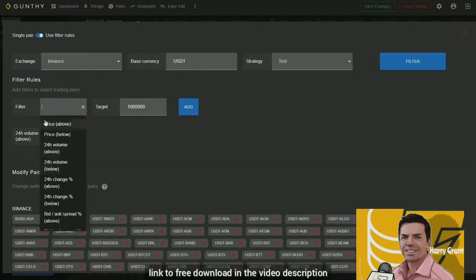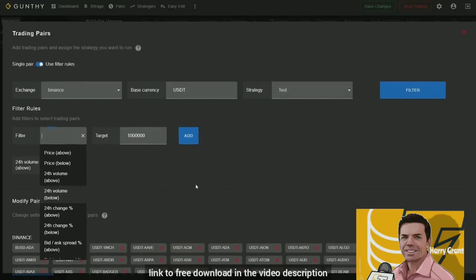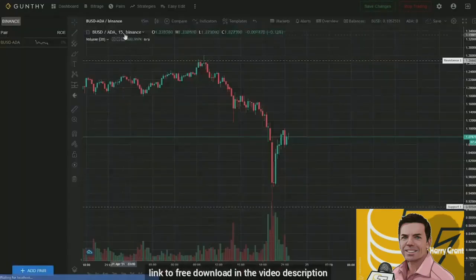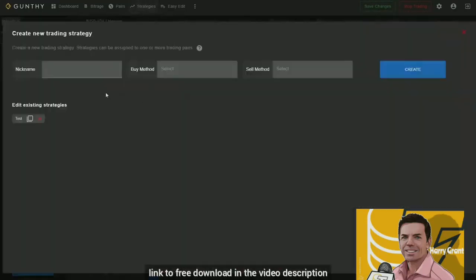However, you can also stack filters on top of each other if you want it to be, for example, above a specific volume, but also it has gone up, let's say 10% in the past day. You can do that as well. So that's a very cool feature, and that's just the basic features that you can use for trading pairs. Next, the most important thing, of course, is the strategies.